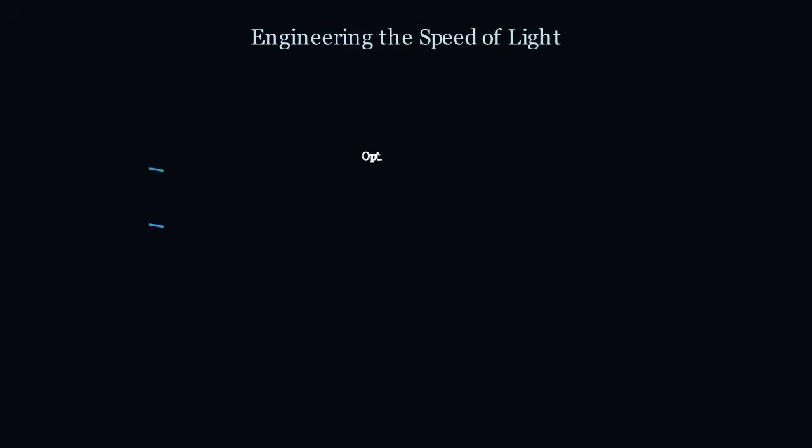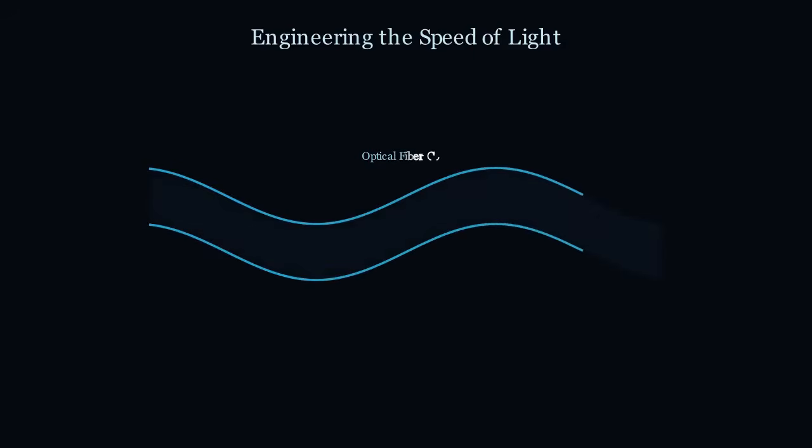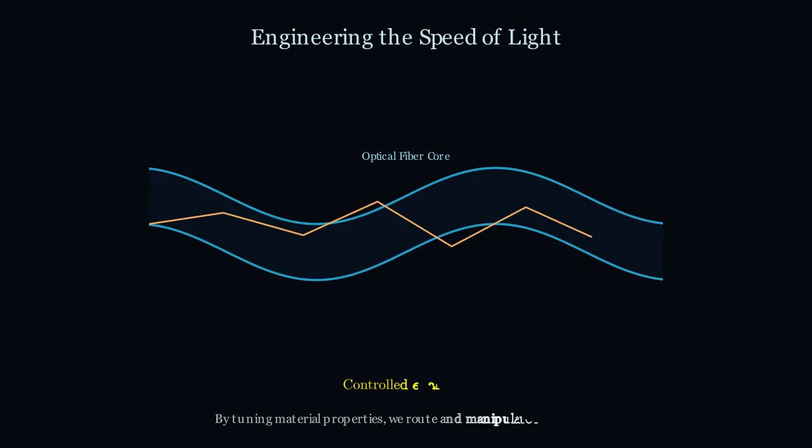Today, engineers use this relationship to control the speed of light in optical fibers and photonic crystals. By engineering materials with custom permittivity and permeability, we can slow down, bend, and manipulate electromagnetic waves, forming the foundation of modern high-speed telecommunications and optical computing.